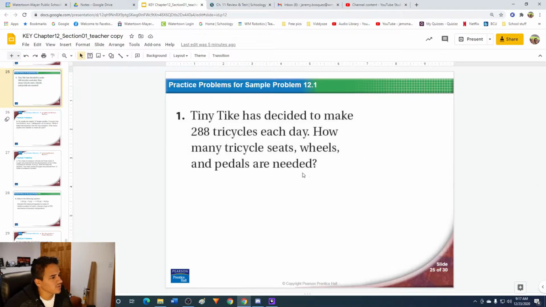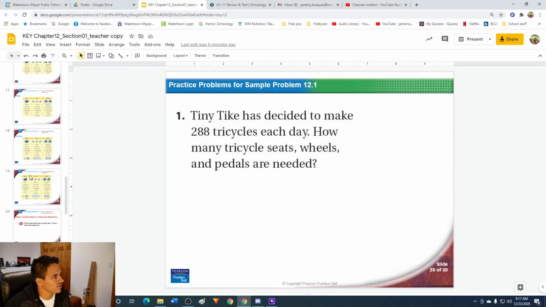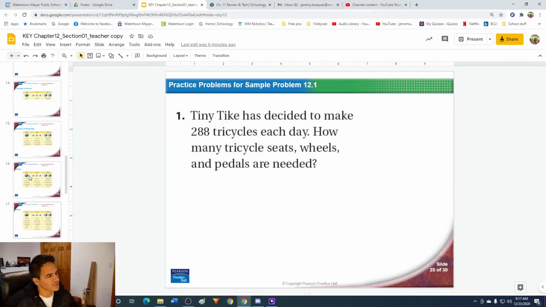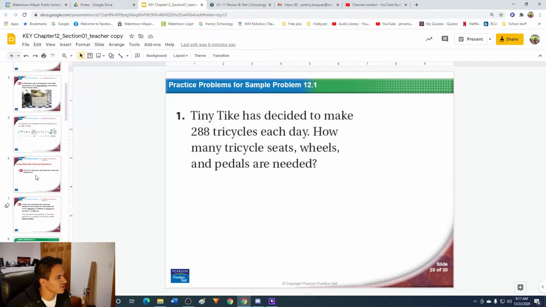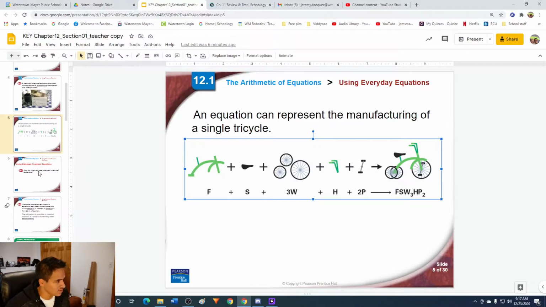Beginning here with number 1, it says Tiny Trike has decided to make 288 tricycles each day. How many tricycle seats, wheels, and pedals are needed? In order to answer this question, we are going to need to use the chemical reaction for making a tricycle, which was given to us in the notes.